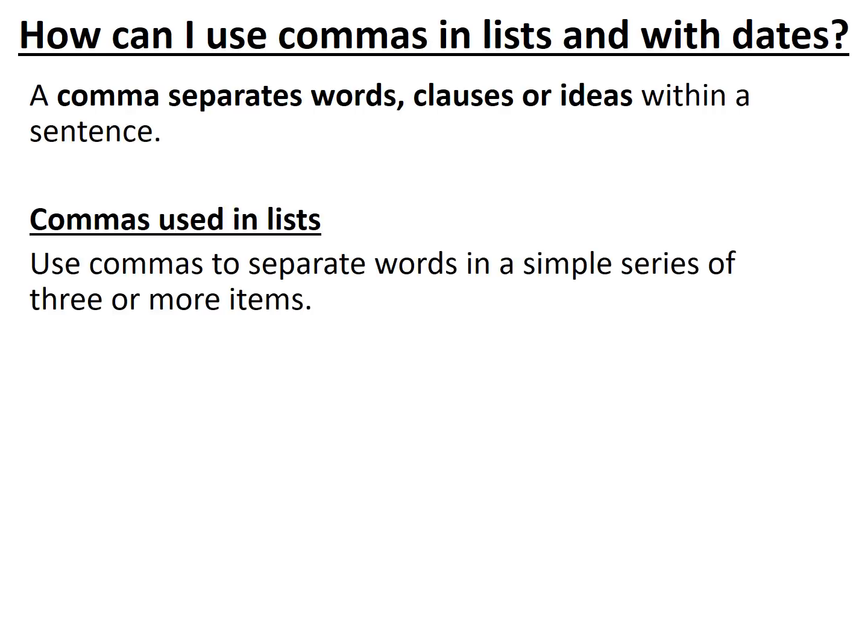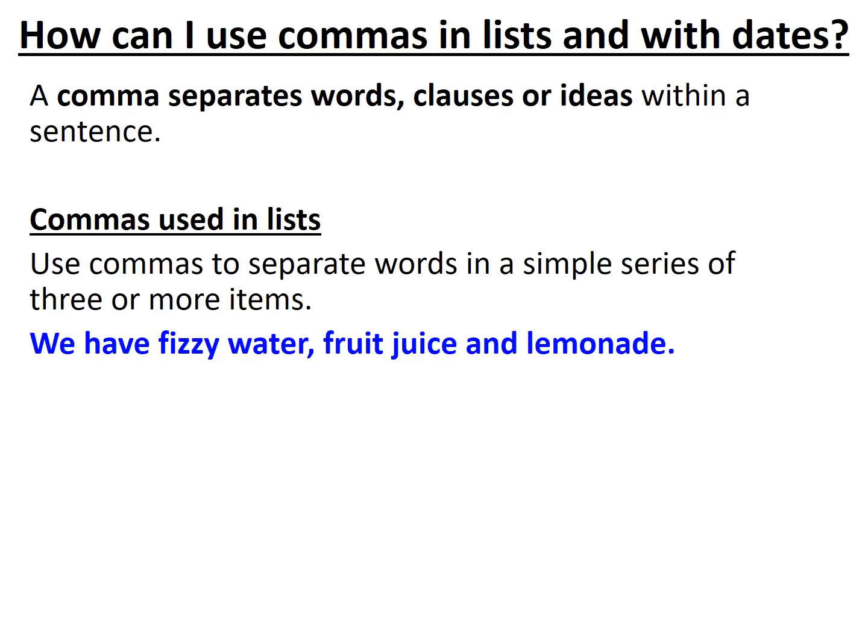Let me give you an example. We have fizzy water, fruit juice and lemonade. As you can see here, there are 3 items. Between items 1 and 2 I place a comma. It's important for you to realise that between the penultimate, that means the one before the last, and the last item in the list, I will never use a comma. No matter how many items in the series, that rule is true. Instead of using a comma, I would use the word and.